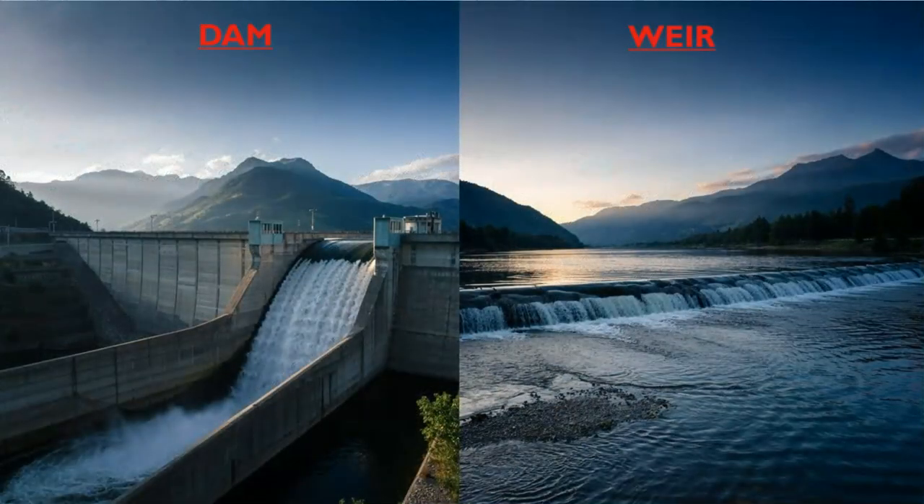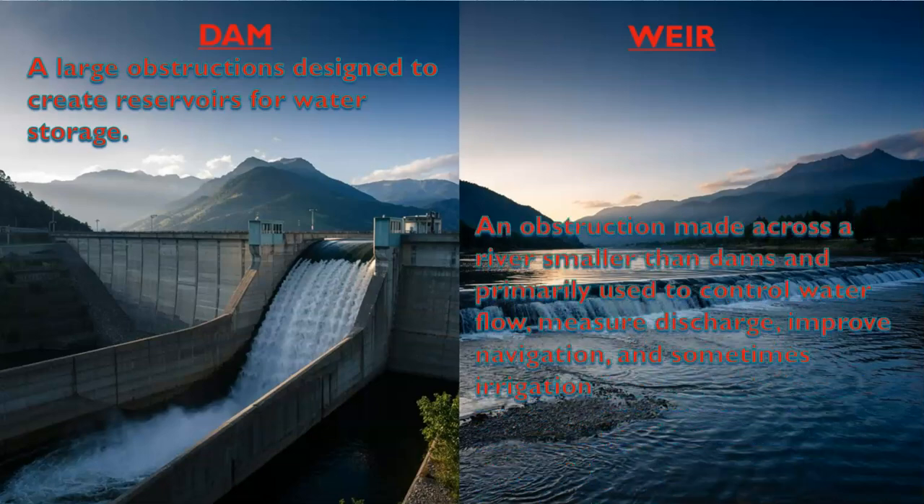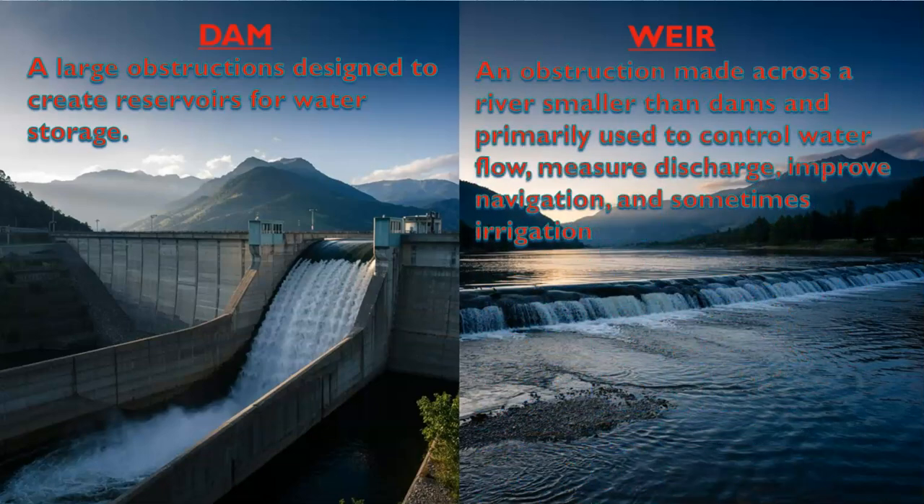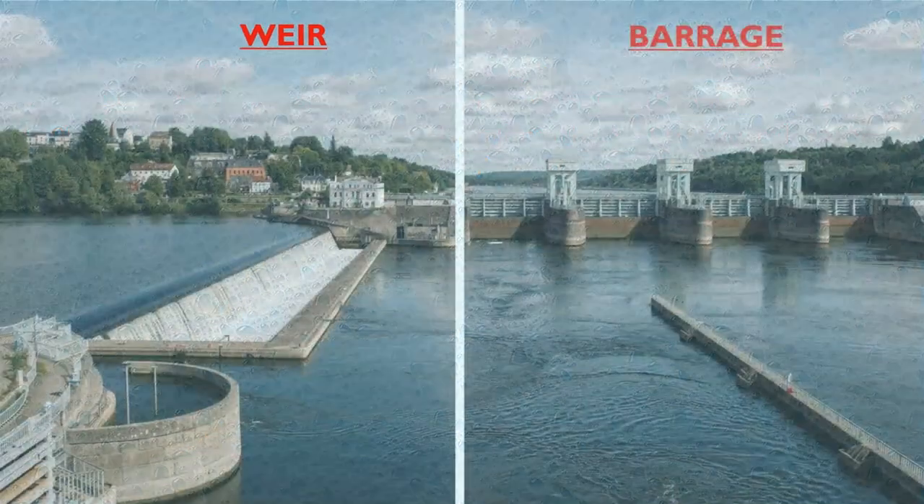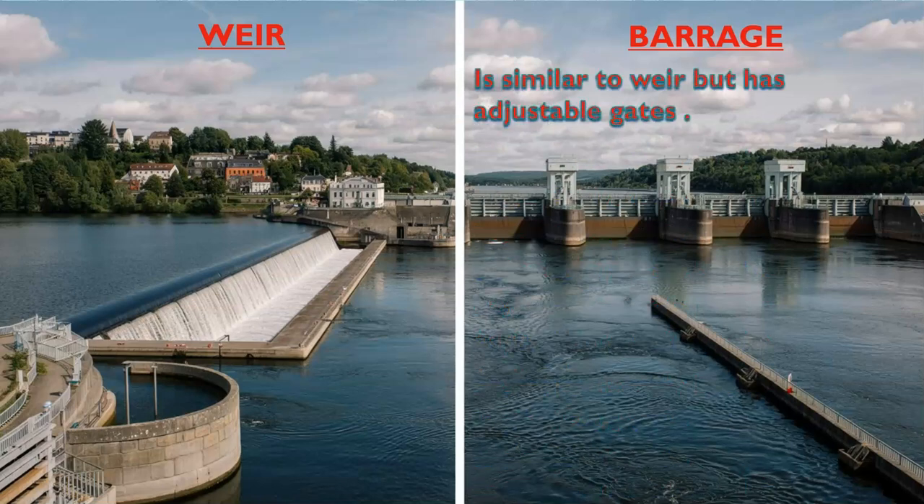Let's look at the difference between dam and weir. The figure on the left shows the dam. It's a large obstruction designed to create a reservoir for water storage. Weir is an obstruction made across a river smaller than dams and primarily used to control water flow, measure discharge, improve navigation, and sometimes irrigation. Now, figure on the left shows weir and on the right shows barrage. It is similar to weir but has adjustable gates, as you can see in the figure.